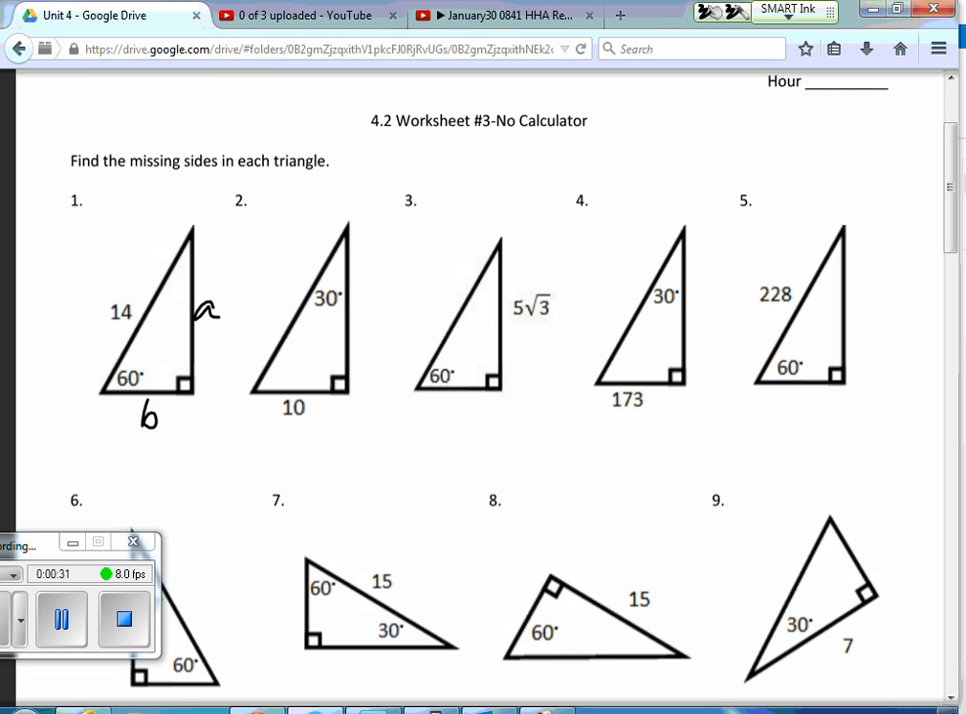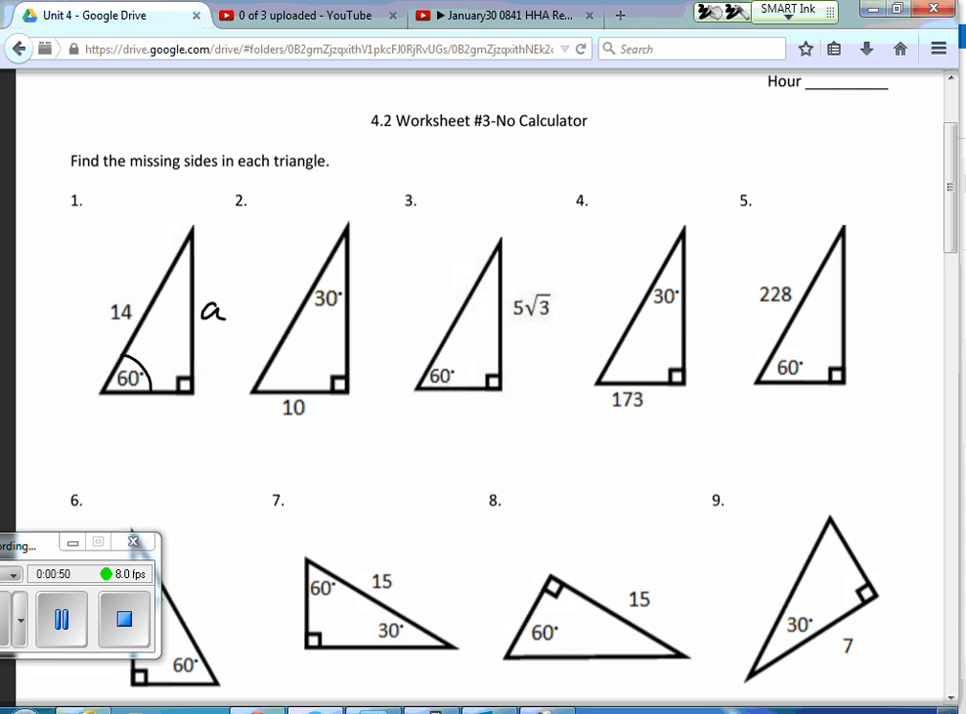Okay, so hopefully you're ready to go here. Find the missing sides in each triangle. I labeled this with A and this with B. And of course, this is trig. You're going to use trig to find these missing sides. This is a lot like what we did on Friday. So let's start with A first. We'll figure that one out.